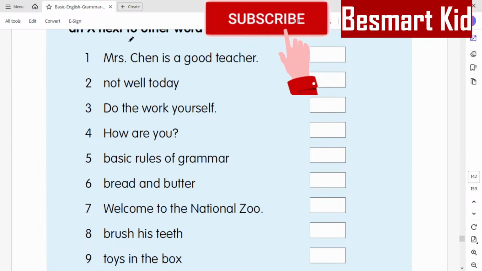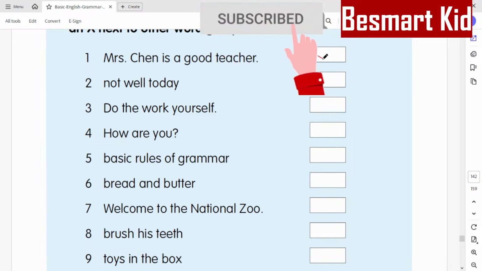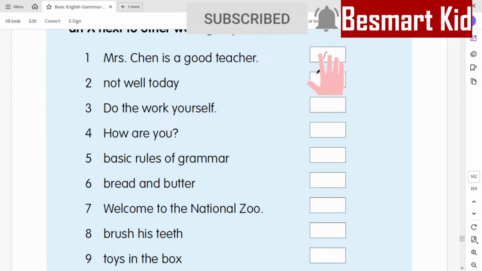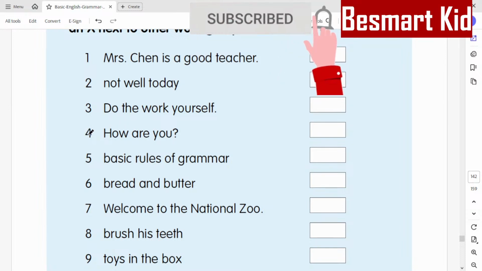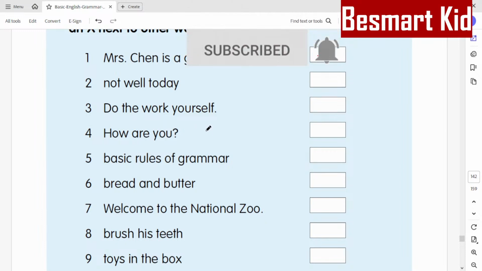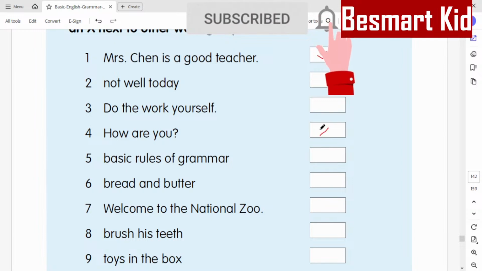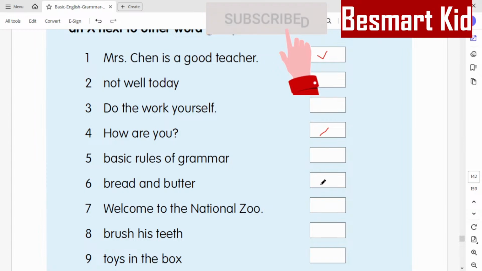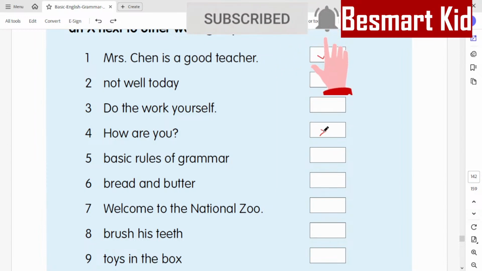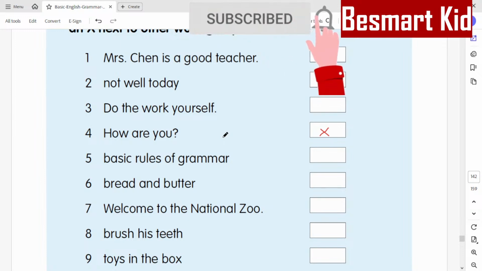First, Mrs. Chen is a good teacher. That's a sentence. So, put a check mark. And this fourth, how are you? We have to put an X because it's not a sentence. It is a question, not a sentence.